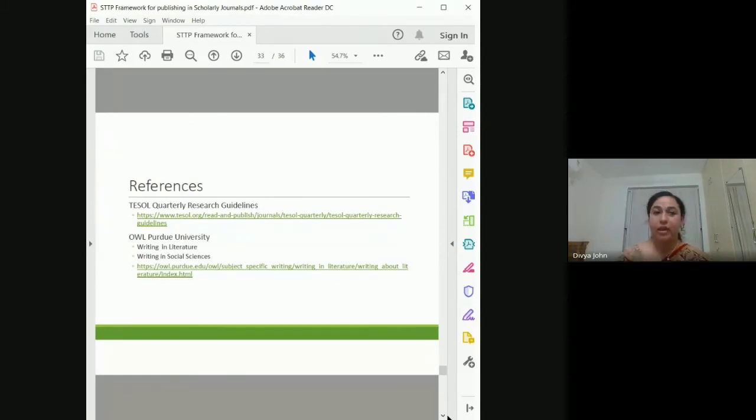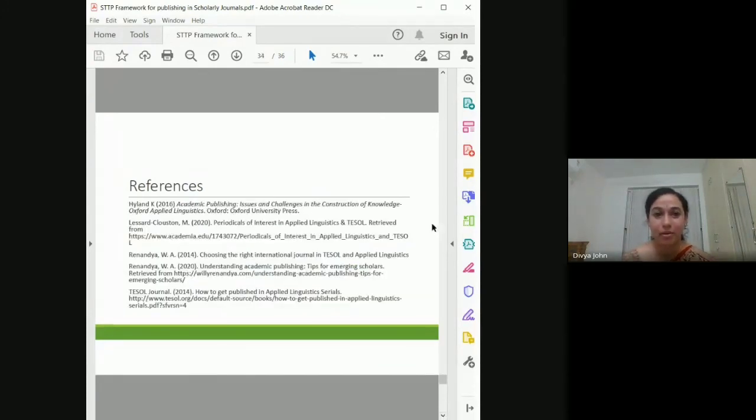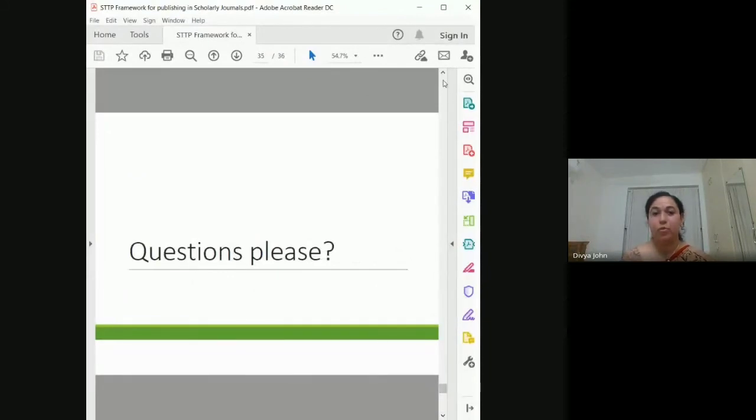The references that I'm talking about are TESOL Quarterly. If you're looking for publishing in the field of ELT and language, TESOL Quarterly has given research guidelines on their website, which are very useful. Even Purdue University has given guidelines for writing in literature and in social science. These are the 2 papers of Renandia that I was talking about. That would be really helpful. So if you have any questions, you can ask me. I think we are running out of time.